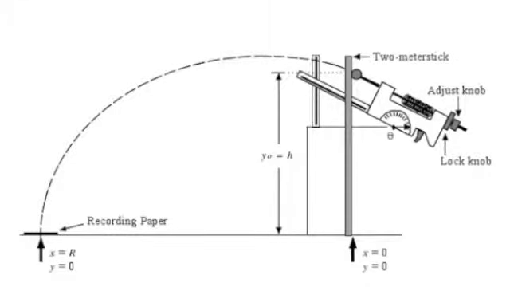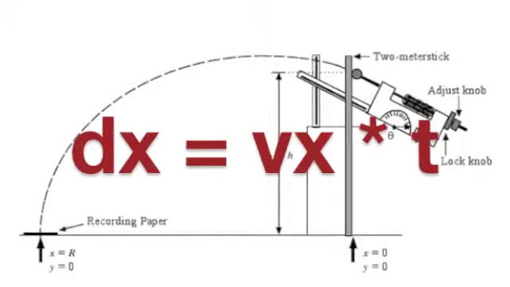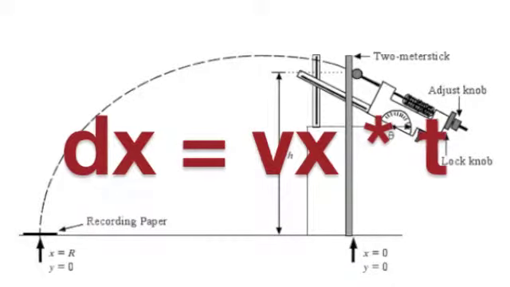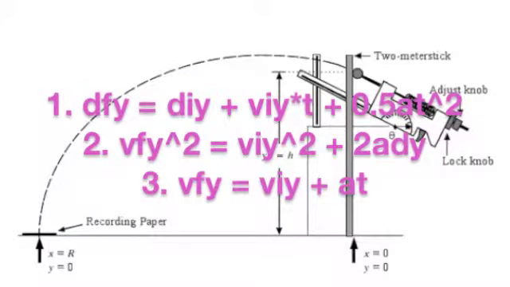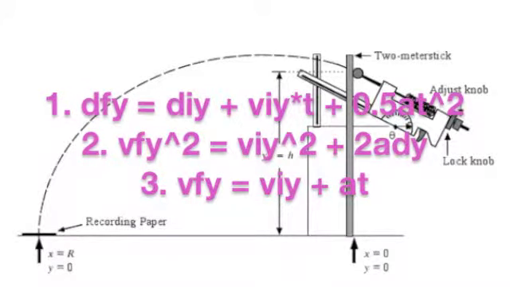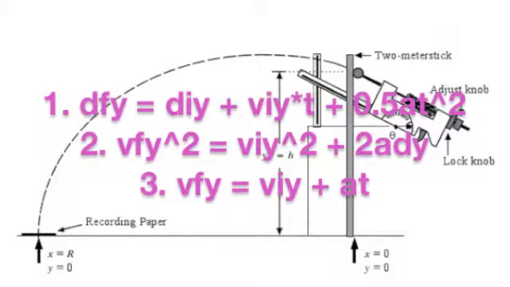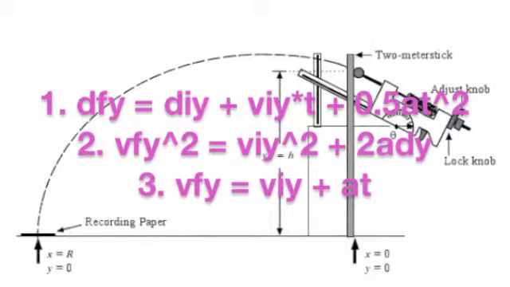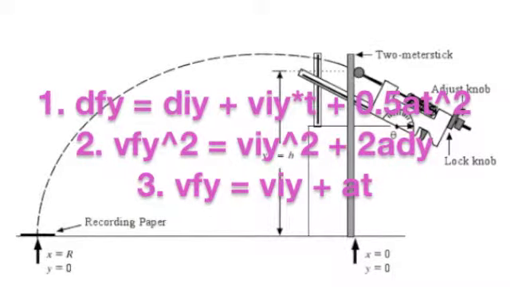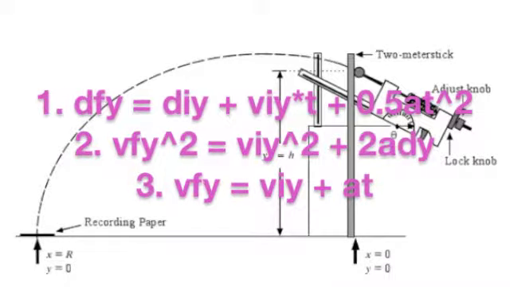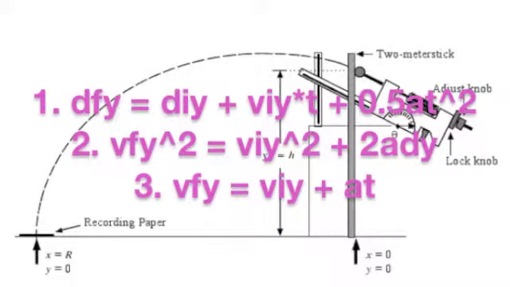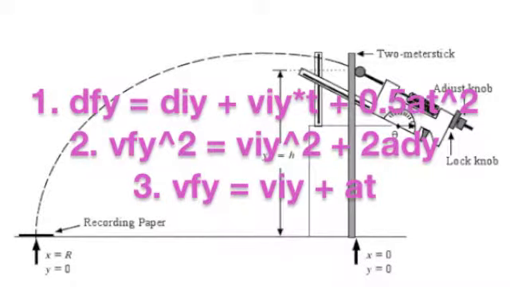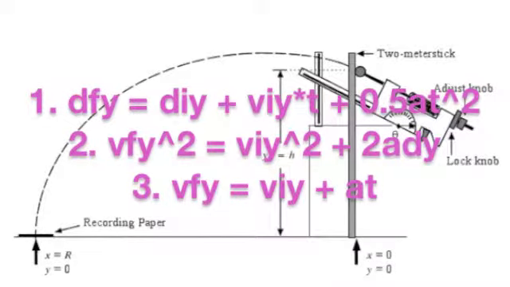The equations for each component are: for the x component, distance equals velocity multiplied by time. For the y component, there are 3 parts. 1. Distance equals initial distance of y plus initial velocity of y multiplied by time plus 1/2 multiplied by acceleration multiplied by time squared. 2. Final velocity of y squared equals initial velocity of y squared plus 2 times acceleration multiplied by distance y. 3. Final velocity of y equals initial velocity of y plus acceleration times time.